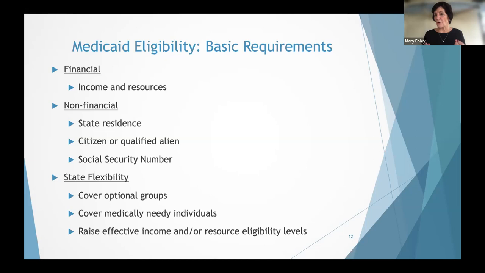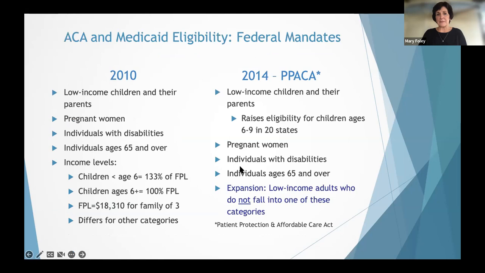So for instance, if a state wanted to create a separate program for adults with intellectual and developmental disabilities, they could potentially develop a waiver, okay, to give that particular population the special services, the special coverage that they need that may be different than the general adult Medicaid population, okay? So this is what that's about.